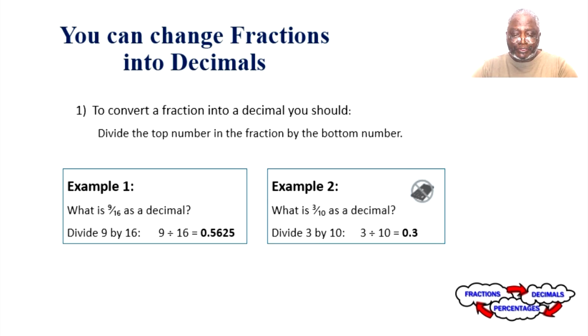To convert a fraction into a decimal, you should divide the top number of the fraction by the bottom number. Remember, I told you a fraction is a division sum. Example 1. What is 9/16 as a decimal? Divide 9 by 16. That's it. So 9 divided by 16 is equal to 0.5625, if you use your calculator for that. Example 2, you don't need your calculator for this one. What is 3/10 as a decimal? You divide 3 by 10 and you'll have 0.3.